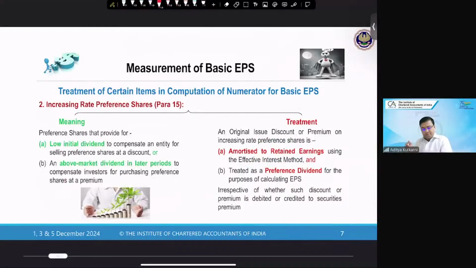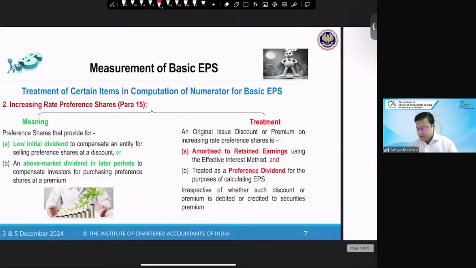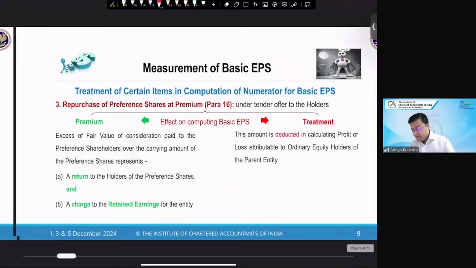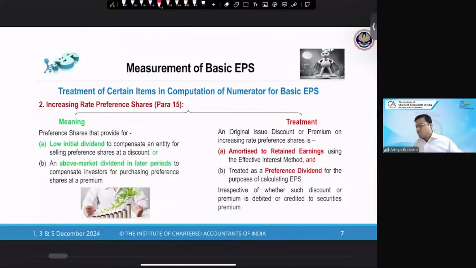Now, there is another category. Okay, now we move on to certain special things before we come back to the regular items. Increasing rate preference shares. When I talk about increasing rate preference shares, what happens is initially the dividend that is distributed is low. Why? Because initial year of operations, it goes into funding the operations, funding capex.